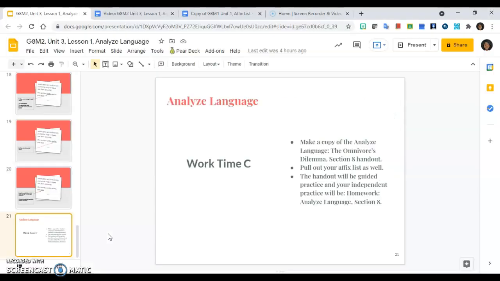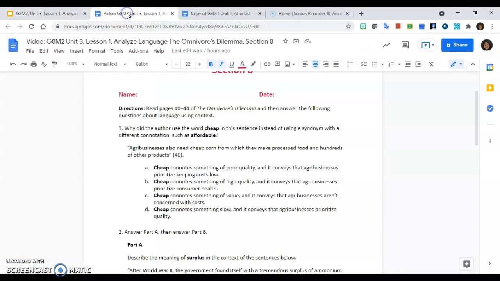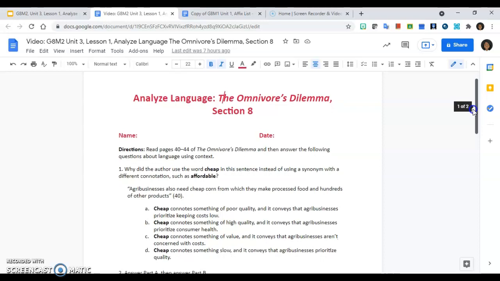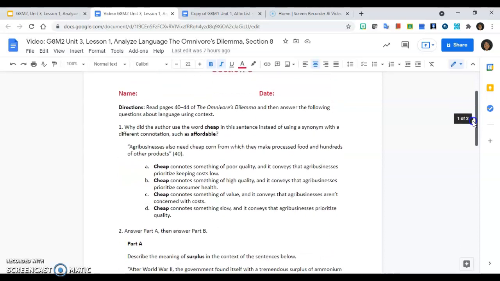So let me move over to mine, which is right here. Yours should look just like this, right? Let's look at number 1. I'm sorry. We're on pages 40 to 44 in The Omnivore's Dilemma. If you haven't yet read that, please go ahead and pause and make sure that you do that. Once you have done that, follow along.